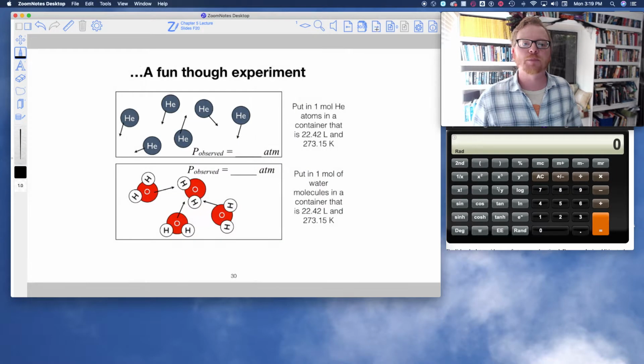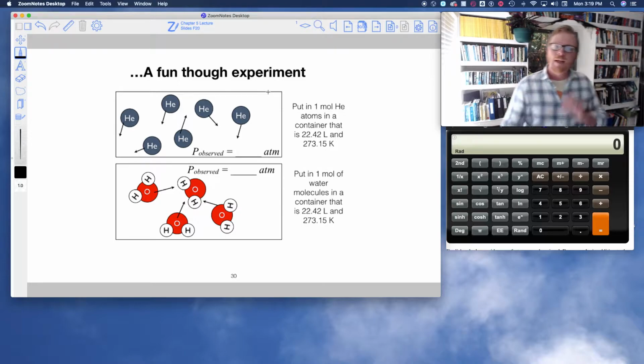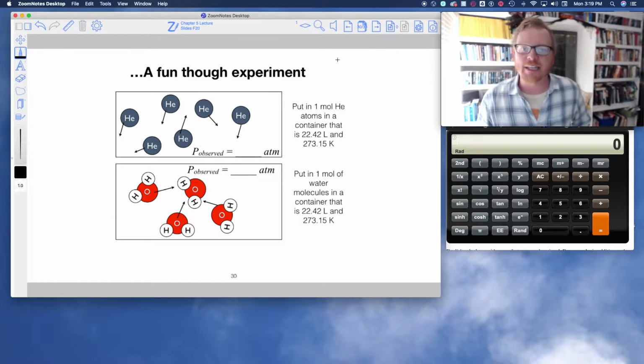So now let's play a thought experiment, a fun thought experiment, okay? And so I'll remind you about STP. Okay, STP says, just really quick before we start this thought experiment, STP says 273.15 Kelvin. It says 1 atmosphere, and it says 1 mole of gas occupies exactly 22.42 liters per mole for 1 mole of gas.